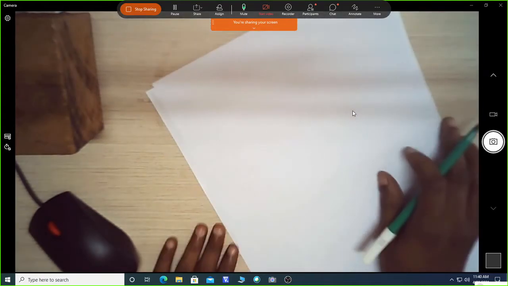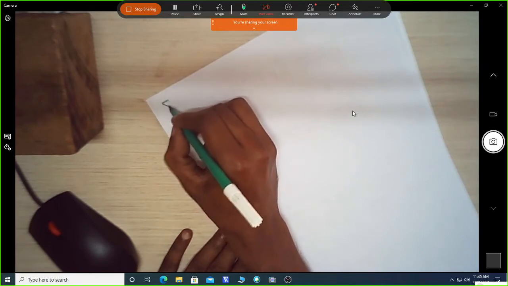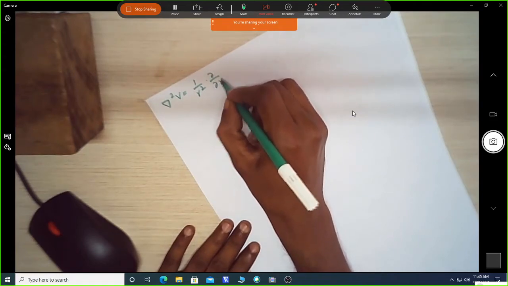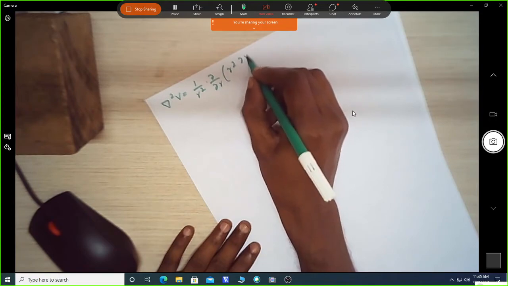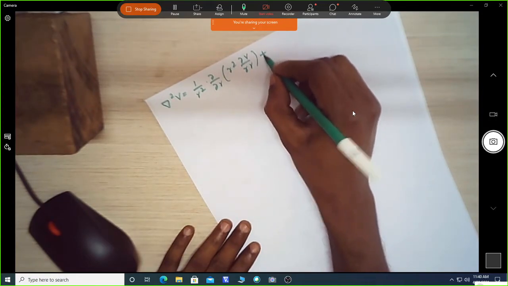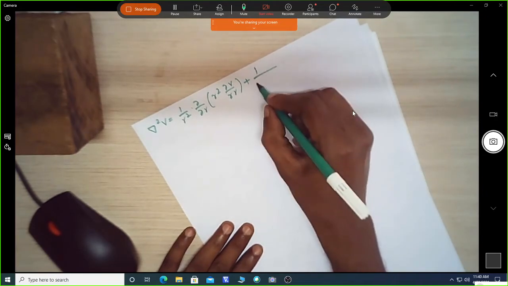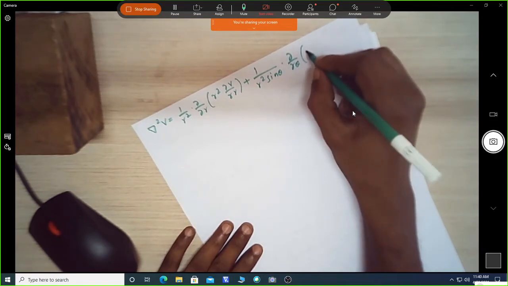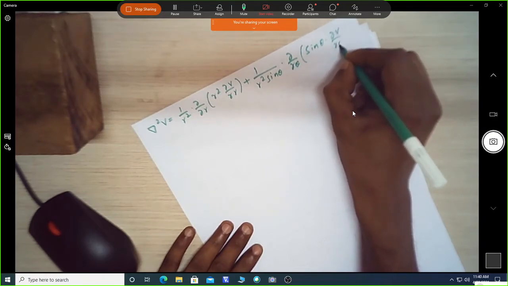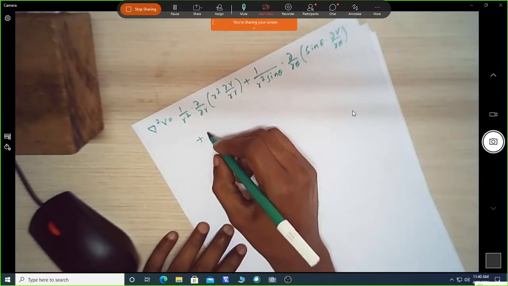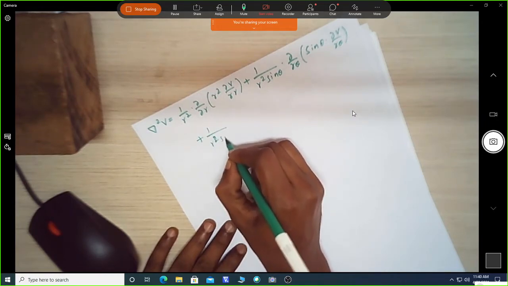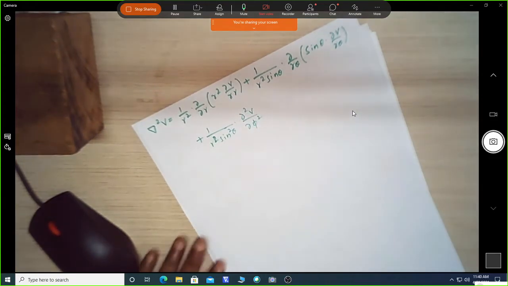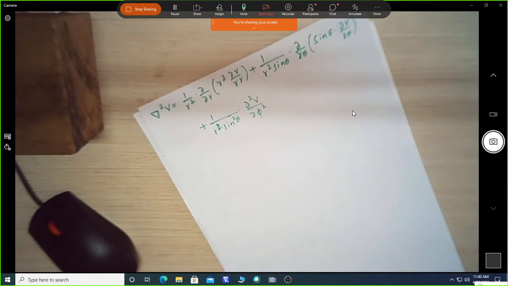And similarly for spherical, we will have del square V equal to 1 by r square into del by del r of r square del V by del r, plus 1 by r square sin theta into del by del theta of sin theta into del V by del theta, plus 1 by r square sin square theta into del square V by del phi square. So this is what we have in the spherical coordinate system.